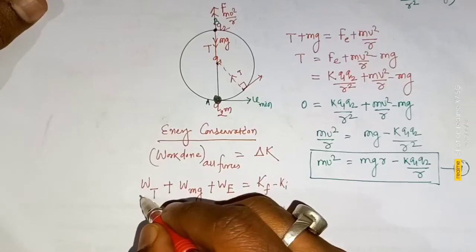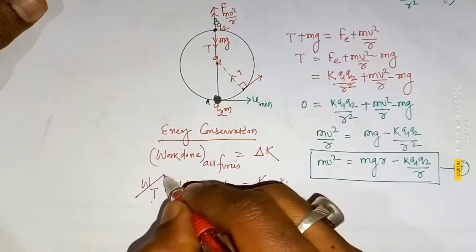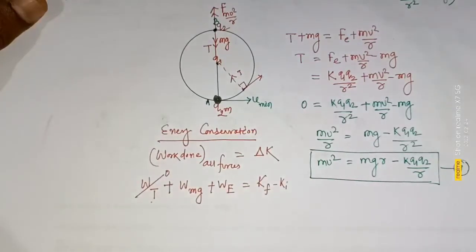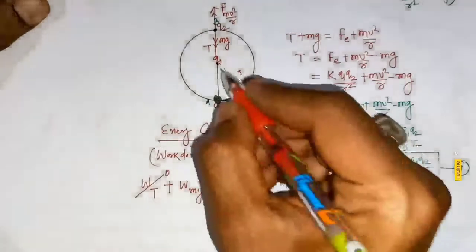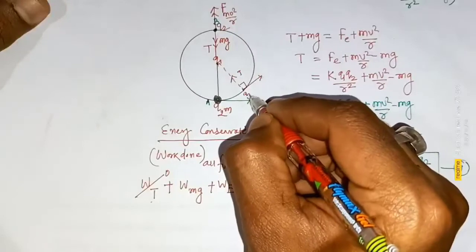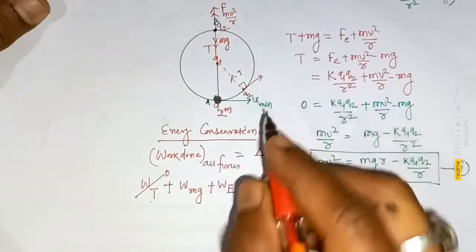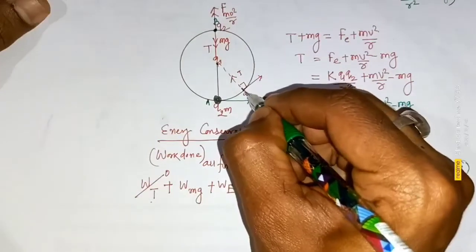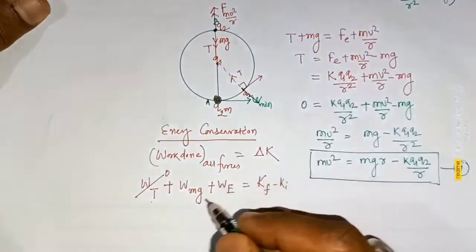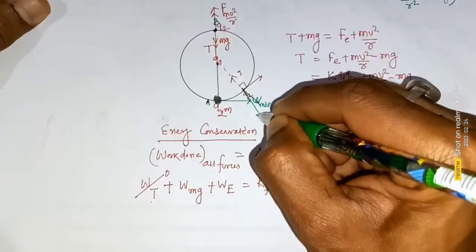So force dot displacement gives 0. So the work done by the tension is 0. Work done by the electrostatic force: if you observe carefully, this is Q1, this is Q2. At any instant, if you look at this scenario, the electrostatic force will be along this line.